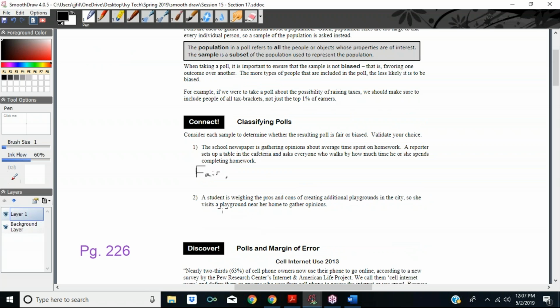So number 2 says, a student is weighing the pros and cons of creating additional playgrounds in the city. So she visits a playground near her home to gather opinions. So do you think this is fair or biased? Yeah, so great job, everybody. So this one is biased.